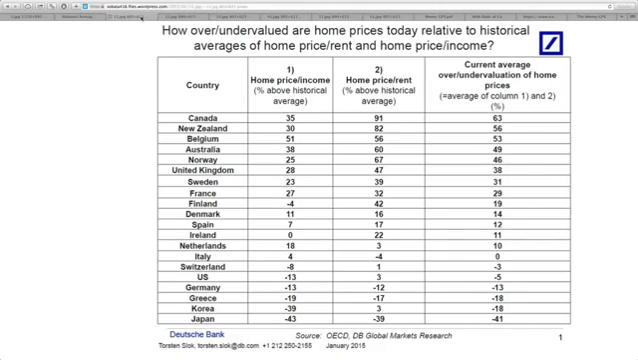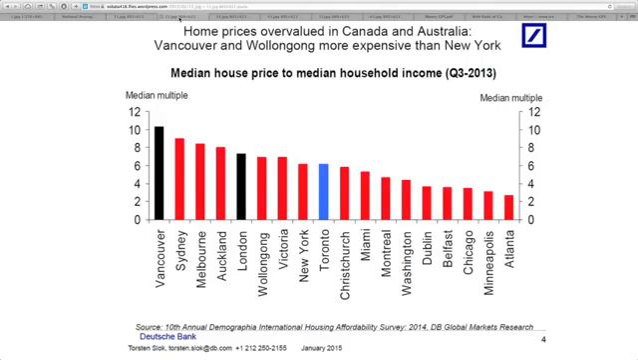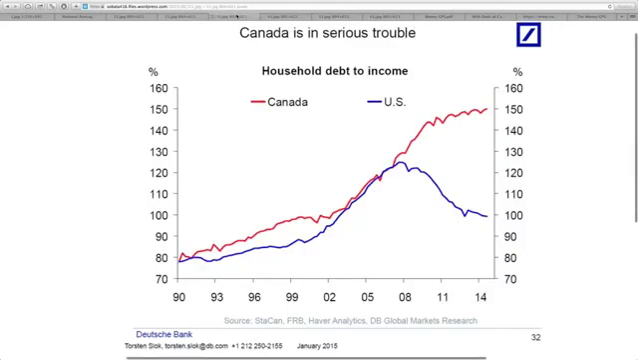But wait a minute, how can they possibly afford that? Well, let's get into that in a moment. I'm just going to show you some more charts. Home prices are overvalued in Canada and Australia, and they're basically saying that they're actually more expensive than New York. Look at Vancouver at the top of the list, Toronto not too far down there, more expensive than some of the biggest cities in the world here. So we'll move on. And Canada is in serious trouble.